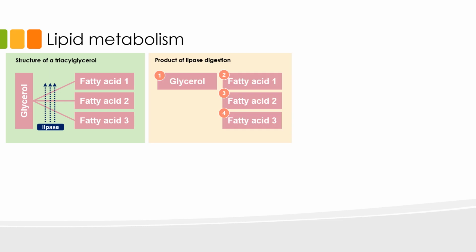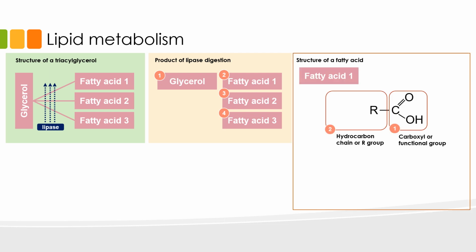The glycerol molecule will go to the cytosol, where it will be broken down to simple sugars by the process of glycolysis. The fatty acids will then move to the peroxisome, where they will undergo degradation via beta oxidation.